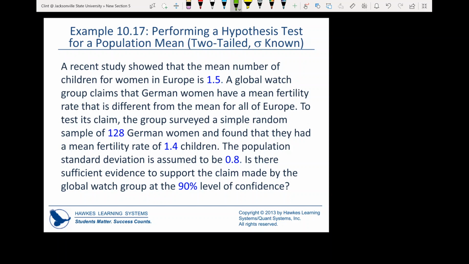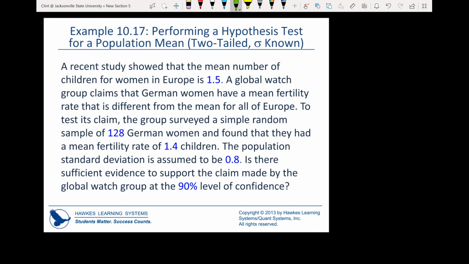Let's look at a two-tail example this time. It says a recent study showed that the mean number of children for women in Europe is 1.5. A Global Watch group claims that German women have a mean fertility rate that is different from the mean for all of Europe. To test its claim, the group surveyed a simple random sample of 128 German women and found that they had a mean fertility rate of 1.4 children. The population standard deviation is assumed to be 0.8. Is there sufficient evidence to support the claim made by the Global Watch group at the 90% level of confidence?